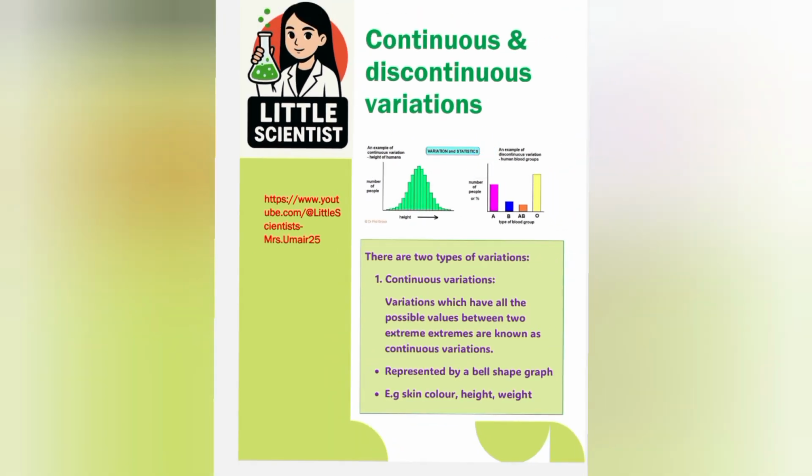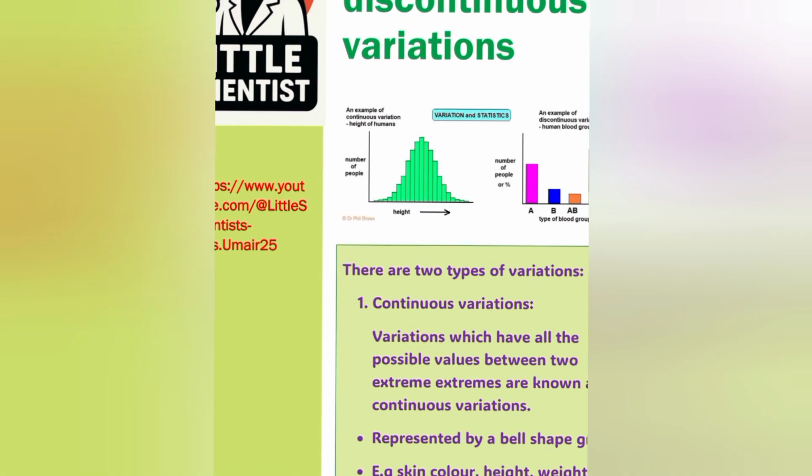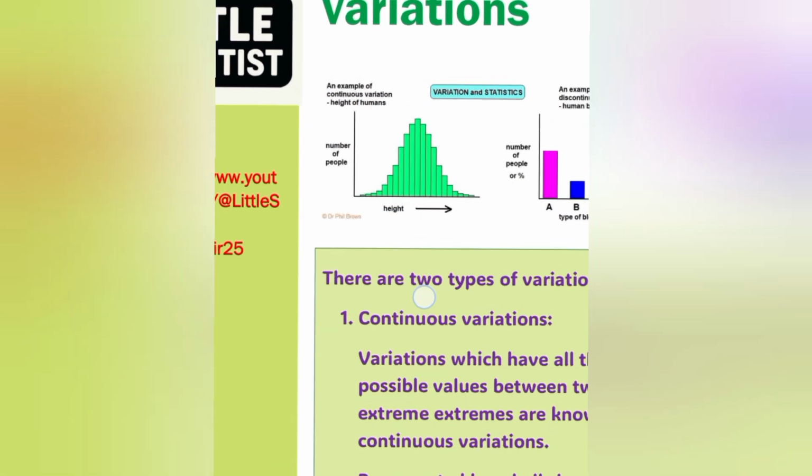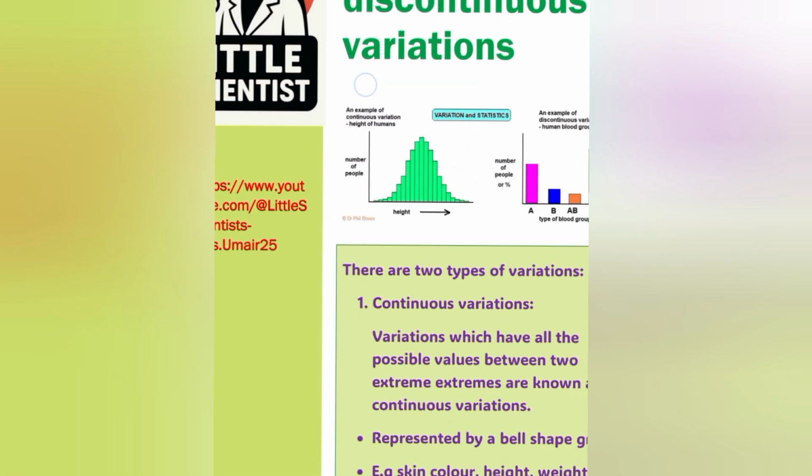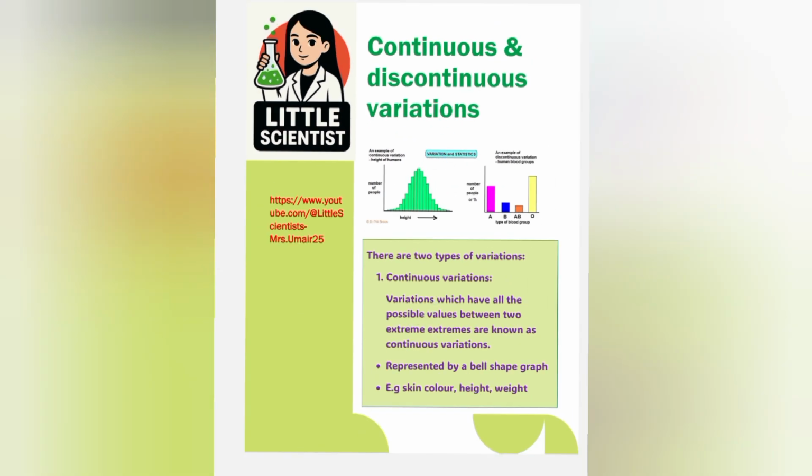So now we are going to study continuous and discontinuous variations. First of all, look at the diagram. There are two types of graphs. I hope you have studied these graphs in your maths as well. Look at the first graph. In the first graph, between the minimum and the maximum, all the values are possible. And if you look at this graph, the shape of the graph is a bell shape. First the graph is rising and then the graph is falling down.